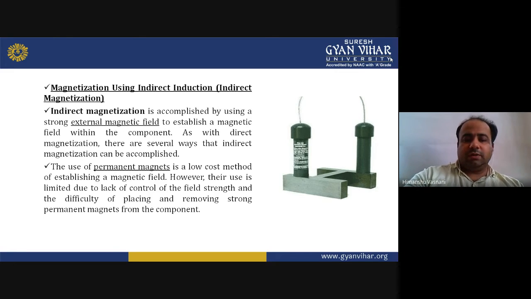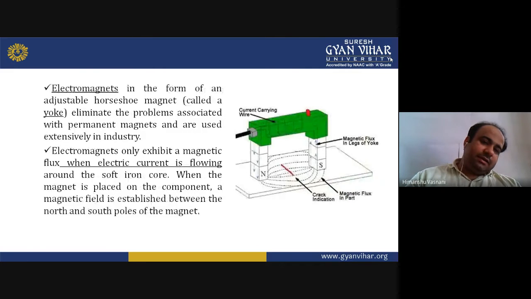Okay, so next, electromagnets in the form of an adjustable horseshoe magnet called a yoke eliminate the problem associated with the permanent magnets and are used extensively in the industry. Now, to eliminate or cancel the problems caused due to permanent magnets, we use electromagnets. So electromagnets are used in the form of adjustable horseshoe magnets, called a yoke, and this has helped to eliminate the problem associated with the permanent magnets.